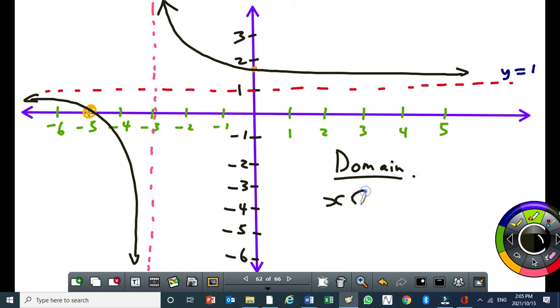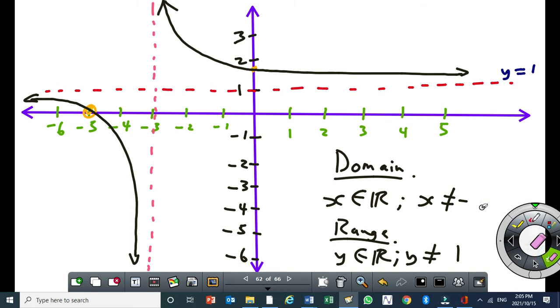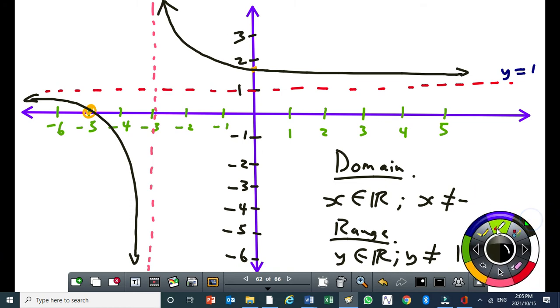The domain here is going to be x is an element of real numbers, but x is not equal to what? Negative 5. And the range will be y is an element of real numbers, but y is not equal to what? It will be equal to 1. And isn't the first one positive 1? Okay, this is supposed to be negative 3.